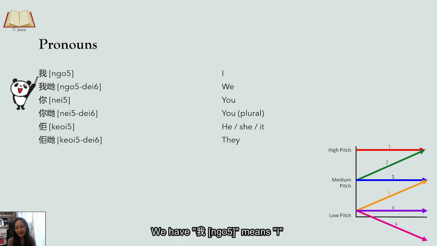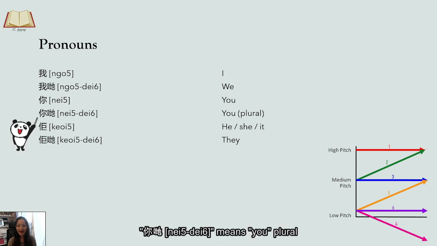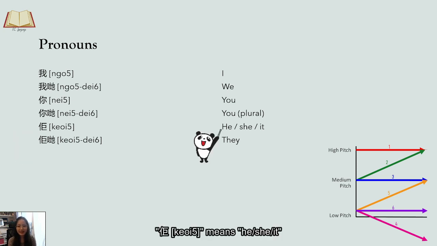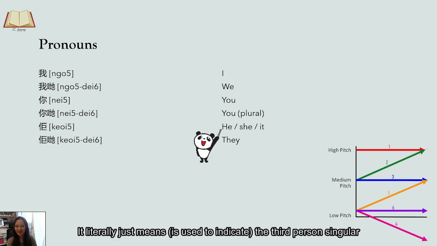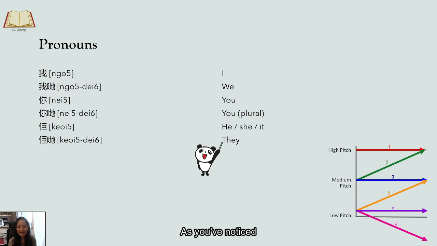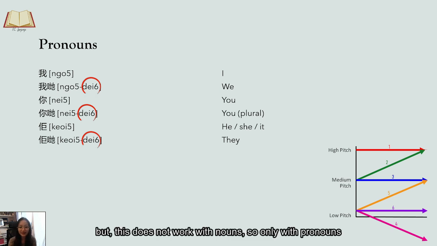We have ngo means I, ngo day means we, lei means you, lei day means you, plural, like you guys. Ko means he, she, it. So ko is actually a gender neutral term because it doesn't specifically refer to a man or a woman or a thing. It literally just means the third person singular. And then you have ko day, which means they. As you've noticed, day is added to the end of the pronouns to make it plural. But this does not work with nouns, so only with pronouns.